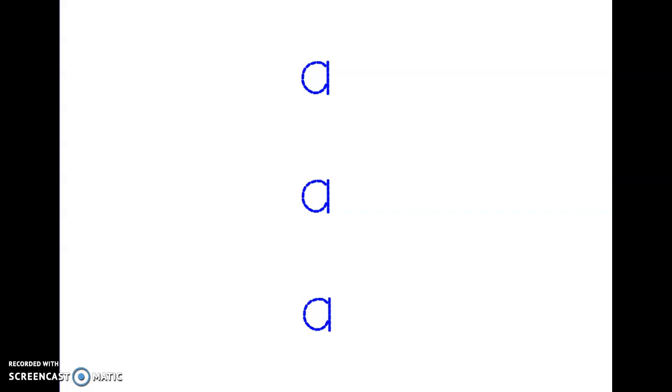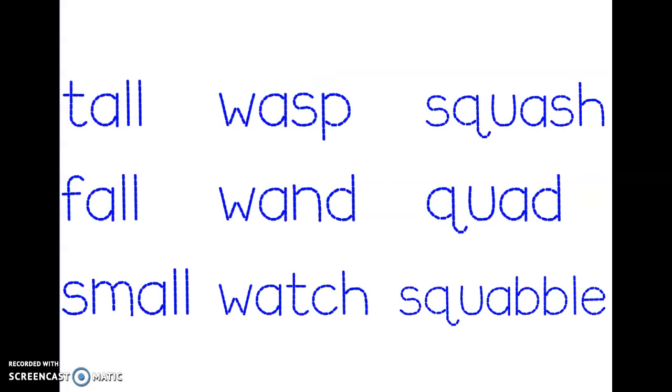We have already learned strategies for the letter A. For instance, if I put a breve above the A, that tells me that that is a short A, as in apple. If I put a macron above the A, that makes it a long A, as in acorn. We have also learned that A can have a schwa sound, as in banana. Today we're going to learn about one final sound with A.